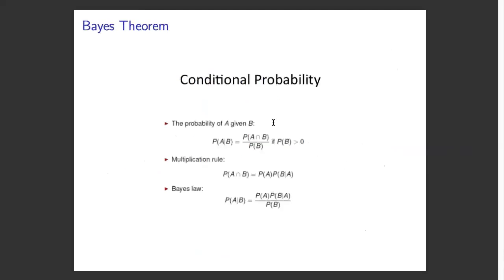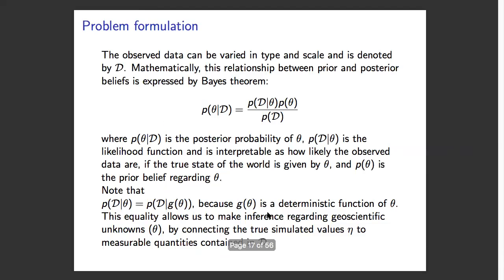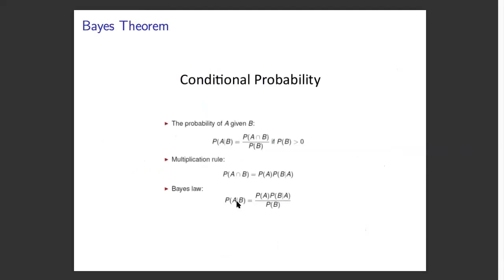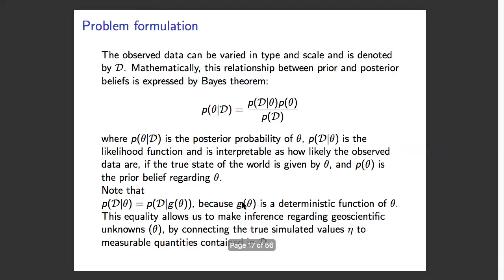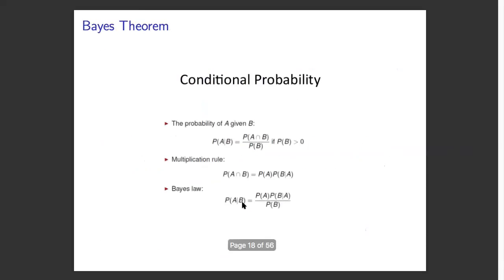So that is basically Bayes' theorem or Bayes' law here. Instead of A, we are calling it theta, and instead of B, we are calling it the fancy D. But how was this derived? This is derived from the multiplication rule: the probability of A given B is the probability of A.